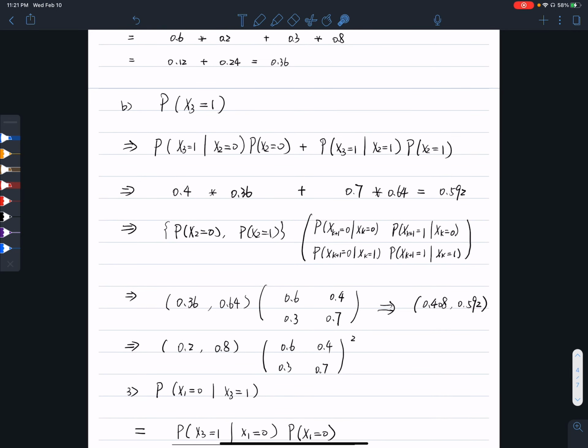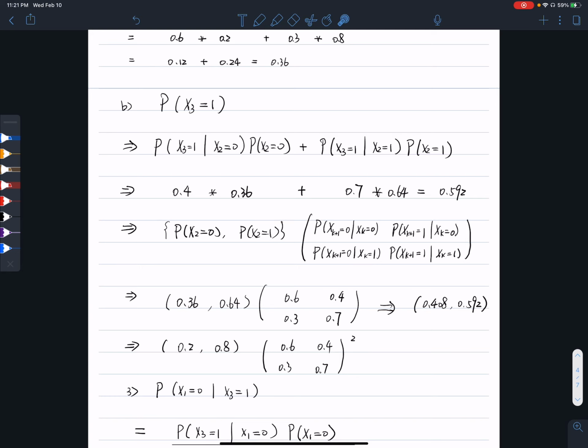So for question B, we're trying to find the probability of x3 equal to 1. Using a similar process, there are two situations. One is when x2 equal to 0 given this condition, and then we get x3 equal to 1, times the probability x2 equal to 0, plus x3 given the condition x2 equal to 1, times the probability x2 equal to 1.